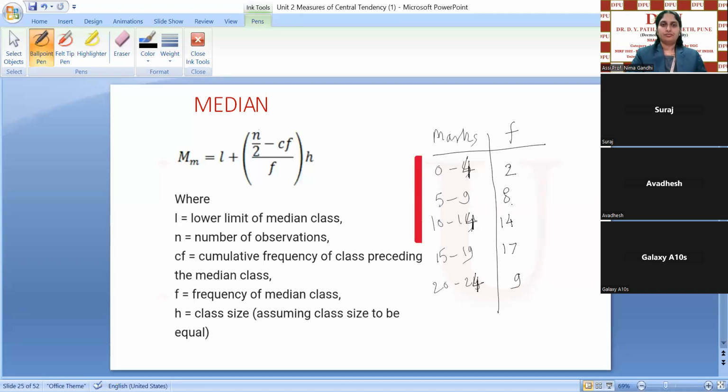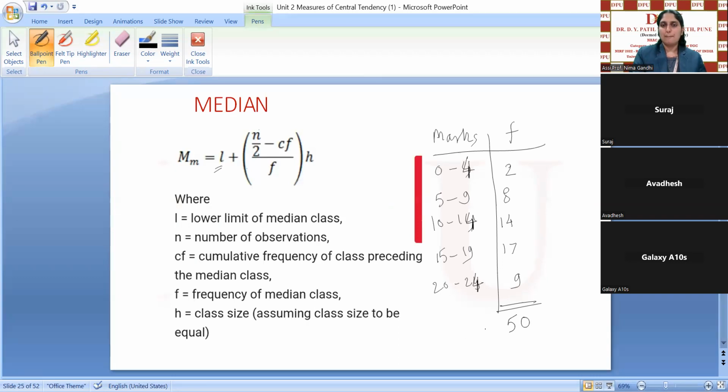Okay. So when you have such kind of a data, you have the classes in the first column and respective frequencies in the second column. That time, this is the formula. So what is your L1? Your L1 is lower limit of the median class. So what we are finding the median, right? So we are interested in knowing the middlemost observations. So how many observations we have? For that purpose, we have to do the total of the frequencies. Then only we can understand how many observations are there in this particular data. So 8 plus 2 is 10, 10 plus 14 plus 17 plus 9. So the total is 50.